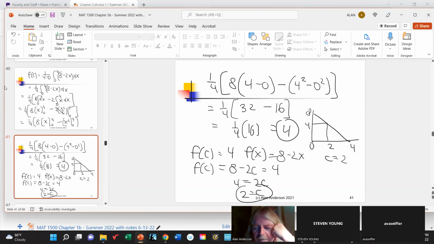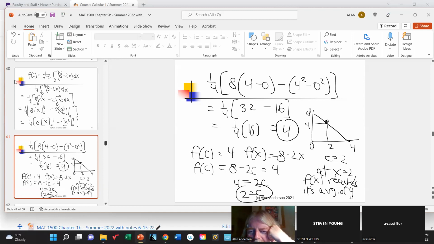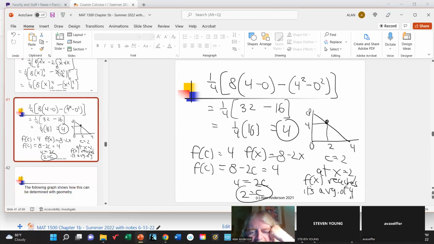Okay, so this is what we're looking for. At x equals 2, f of x reaches its average of 4. Okay, it's right there. So this one is very obvious because it's a straight line. In many other cases, it's not going to be so obvious, but we can always use this approach to come up with the result that we need.